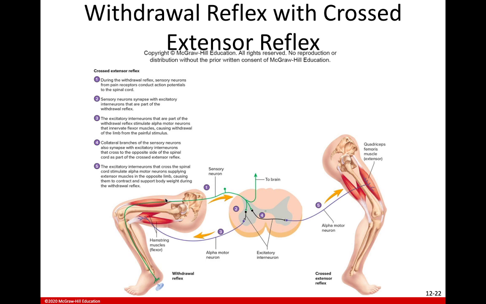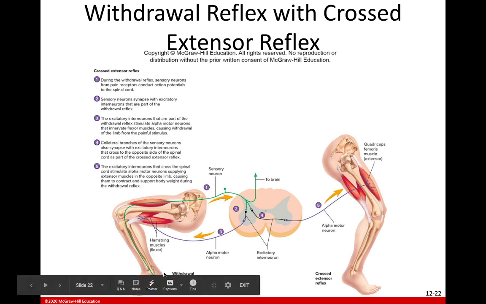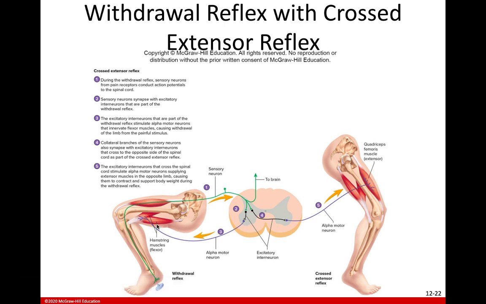So, not only is this sensory neuron that is giving information from this sensory receptor in our heel down there where we're stepping on the tack, not only is it synapsing with excitatory interneurons to stimulate the flexors to contract, to inhibit the extensors to get them to relax, but it's also synapsing with another excitatory interneuron to stimulate the muscles in our right leg to contract, to hold us up. So that is the crossed extensor. So crossed meaning we're stimulating both sides of the body here.